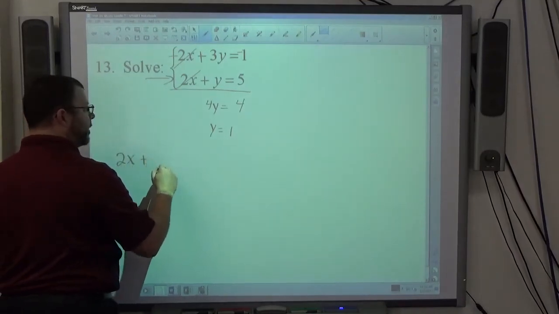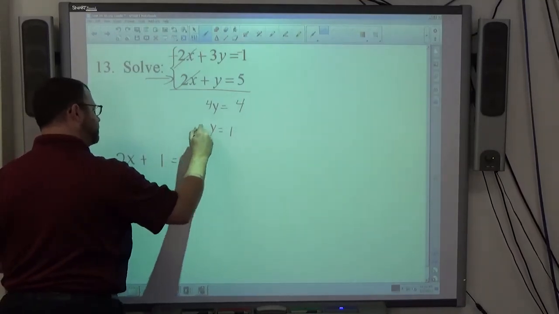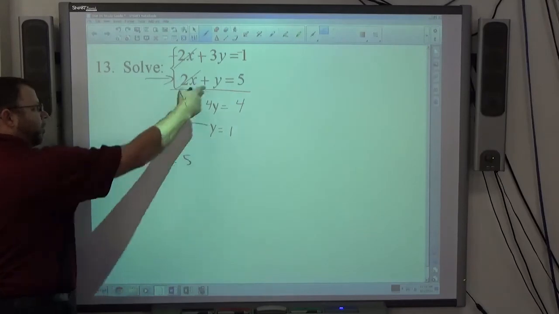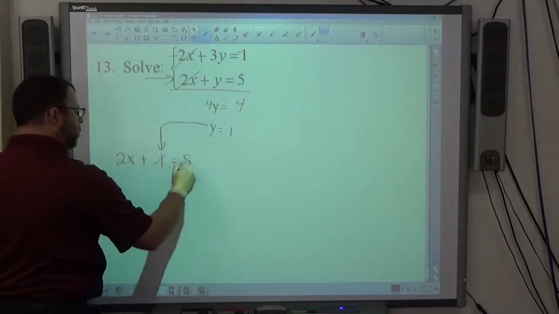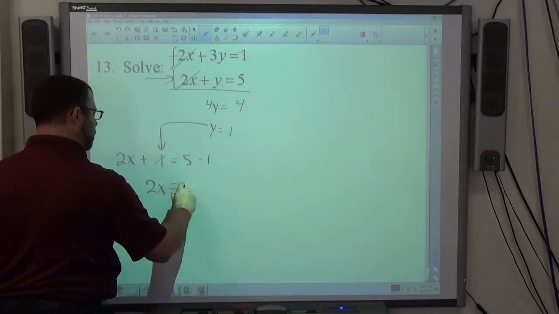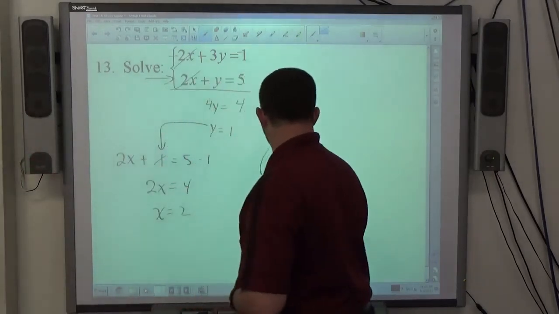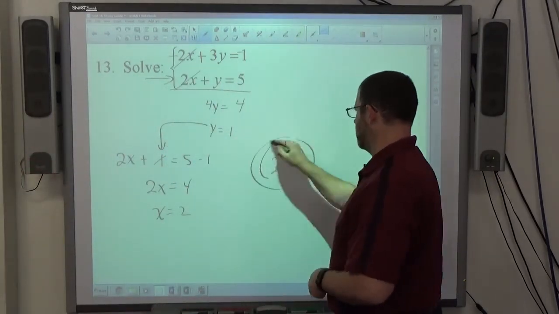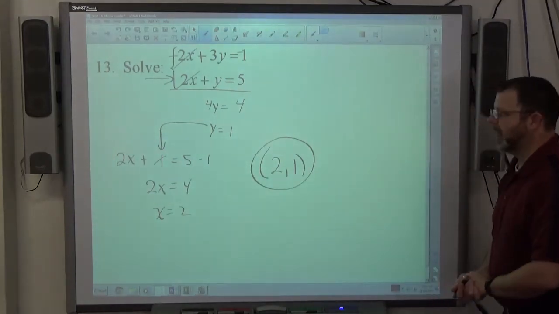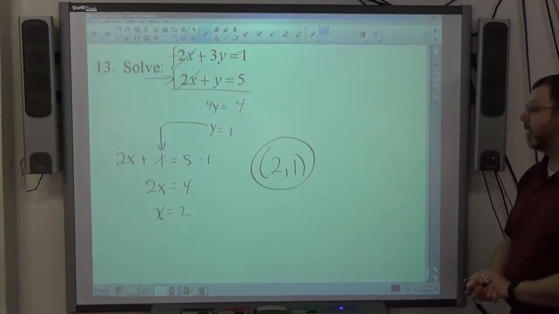Then I'm going to go back to this equation. 2x plus y equals 5. Since y equals 1, I'm changing that y to a 1. Move the 1 over. 2x equals 4. Divide, we get x equals 2. So 2, 1. Guessing it'll be a lot like that on the test.